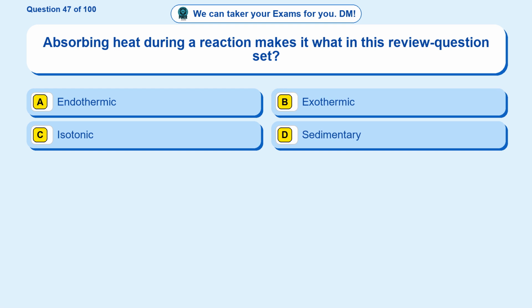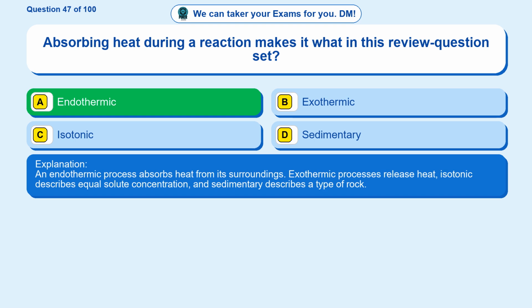Question 47. Absorbing heat during a reaction makes it what in this review question set? Option A endothermic. Option B exothermic. Option C isotonic. Option D sedimentary. The correct answer is option A. Endothermic. An endothermic process absorbs heat from its surroundings. Exothermic processes release heat, isotonic describes equal solute concentration, and sedimentary describes a type of rock.